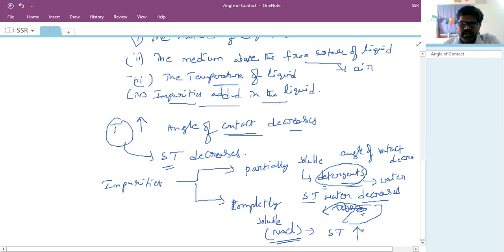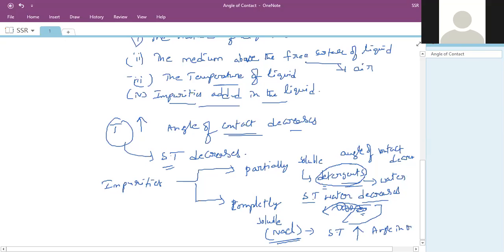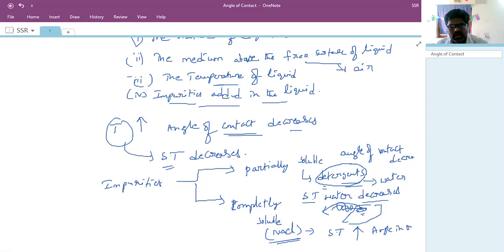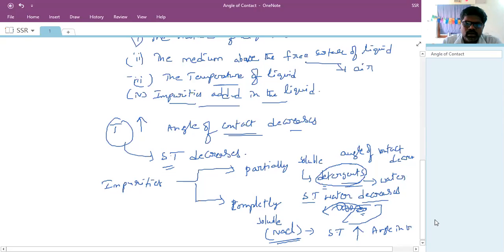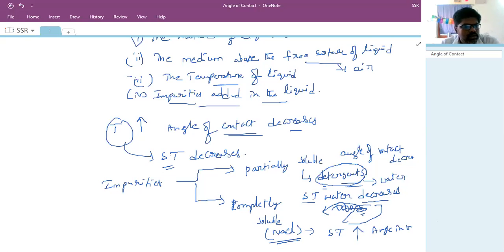So the angle of contact also increases. This is about, for example, NaCl. It is perfectly soluble in water, and in this case only, the angle of contact will increase. Keep that in mind. This is about understanding impurities added to a liquid like water, and how the surface tension and the angle of contact change. Have you understood up to this?